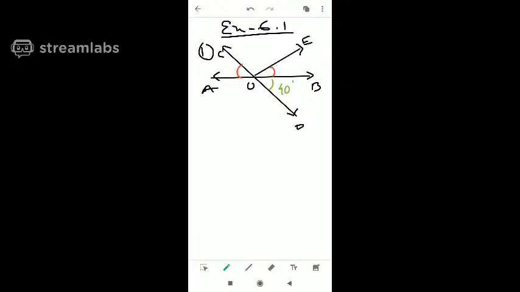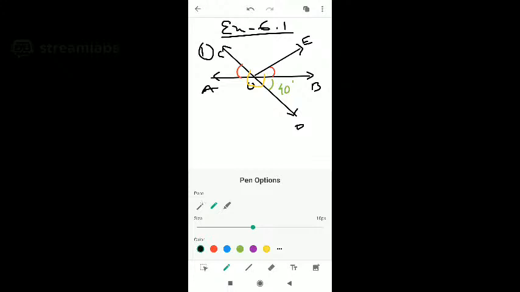The sum of AOC and BOE is given, and we need to find BOE and reflex angle COE. That means we will first find COE. This is the reflex angle COE. After finding COE, if we subtract it from 360, we will get the reflex angle COE.